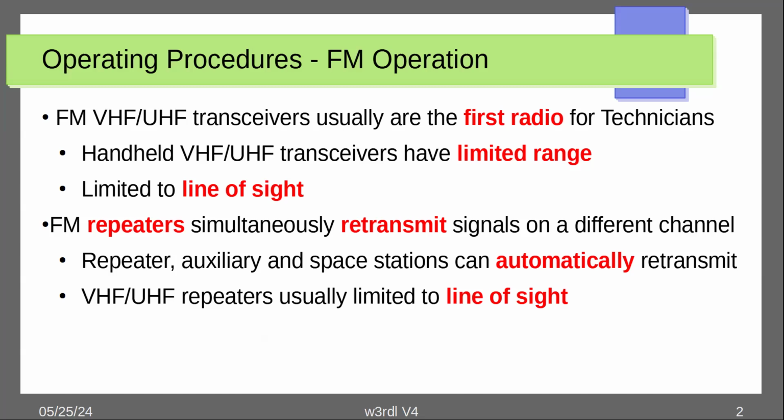You're limited to line of sight. So the only way to get more than a few miles is through a repeater, unless you happen to be on top of a hill or have a really big antenna or something. And we've talked about repeaters before. They're called a repeater because it repeats the signal on a different frequency.